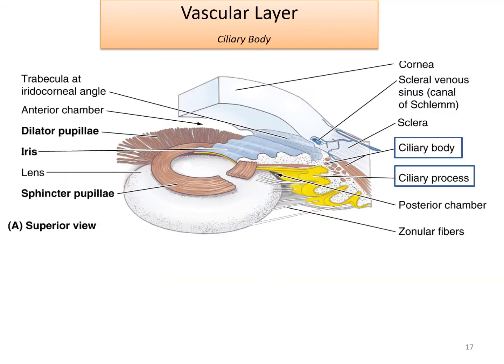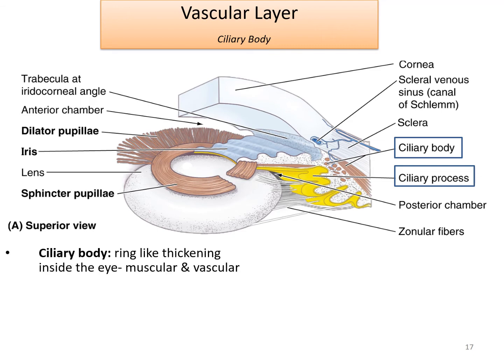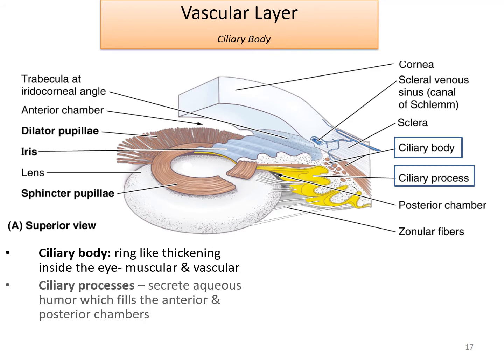More about the vascular layer. We have the ciliary body and the ciliary process. The ciliary body is a ring-like structure that is muscular and vascular. The ciliary processes are the ones that actually secrete a substance called aqueous humor, and that will fill both the anterior and the posterior chambers.